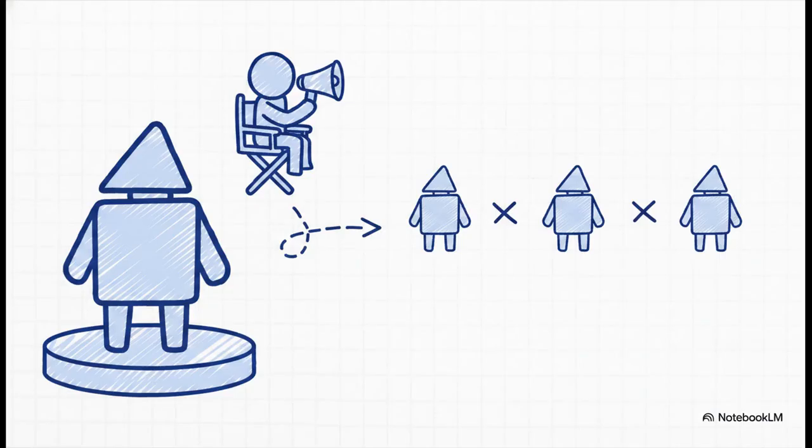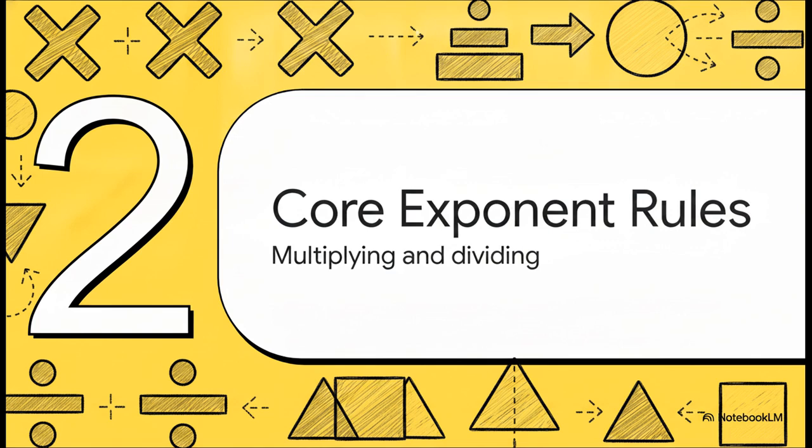Think of your base number, like a 2, for instance, as an actor. The exponent, that tiny little 3 sitting up top, is the director. The director tells the actor exactly how many times to perform. So, the base 2 acts 3 times. 2 times 2 times 2. And 8 is our final result. You see, once you think of it as a relationship between a base and an instruction, the logic just clicks perfectly into place.